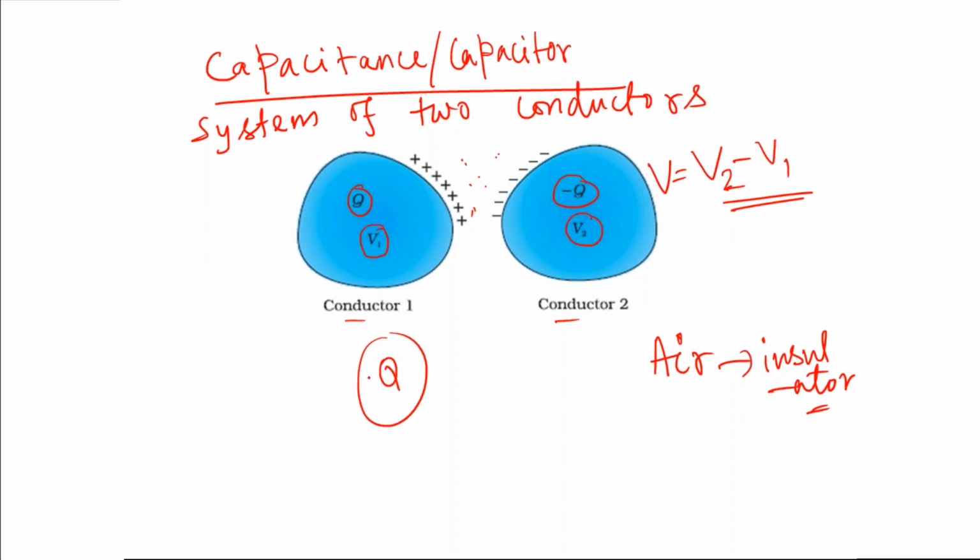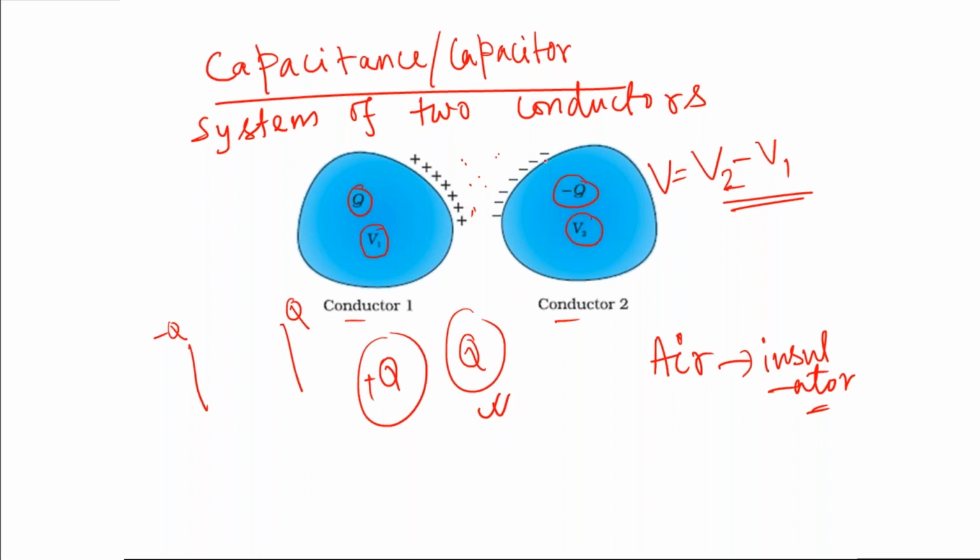That means one plate has positive Q charge, another one has negative Q charge. What does it mean? If I say the capacitor can hold Q amount of charge, that means there are two conductors. One is holding negative Q charge, another one is holding positive Q charge. But when we talk about the charge of the conductor, we don't say negative. We just take the magnitude of the charge and say that this capacitor can hold Q amount of charge. So this is the preliminary idea for a capacitor.